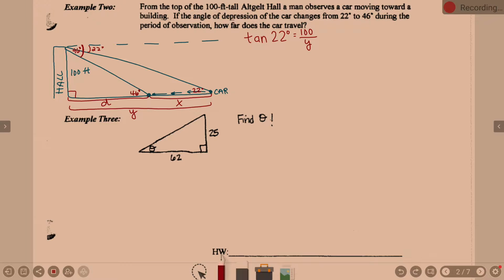If it's 100 divided by Y, I'm going to multiply by Y. So Y times the tangent of 22 degrees is going to equal 100. And then to get Y by itself, I'm going to divide. So Y is going to be 100 divided by tangent of 22 degrees. You get an answer for that. Did you get an answer? Honestly, I would just leave it in your calculator. I mean, I'm going to write it down here. Did you get 247 something?